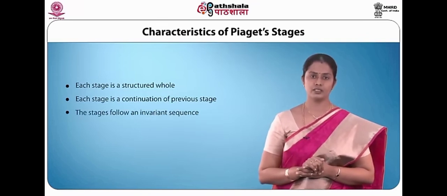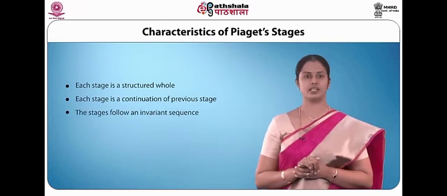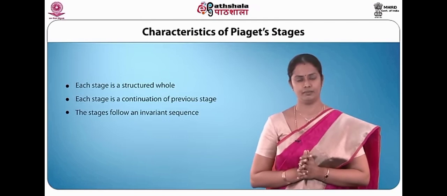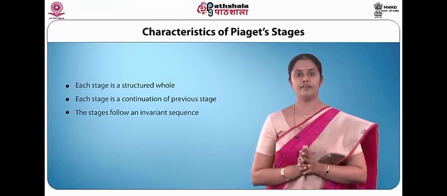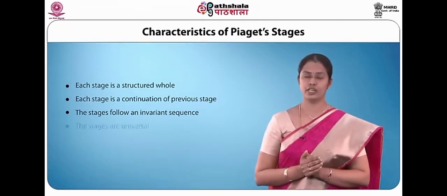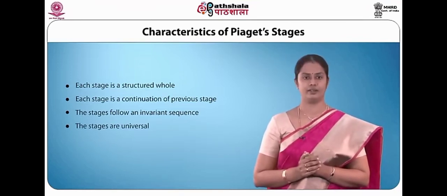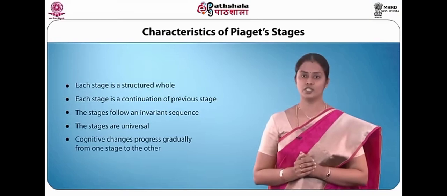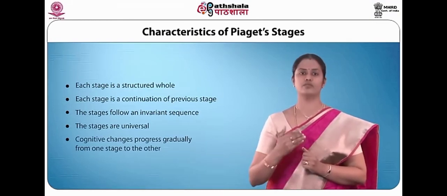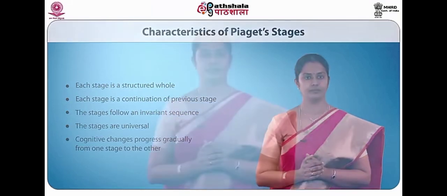The stages follow an invariant sequence and none of the stages could be skipped. Irrespective of other variables, the stages are universal since they characterize children everywhere. Cognitive changes progress gradually from one stage to the other. As the paper on the whole is about children in the early years, this module would focus on only the first 2 stages of Piaget's cognitive development.